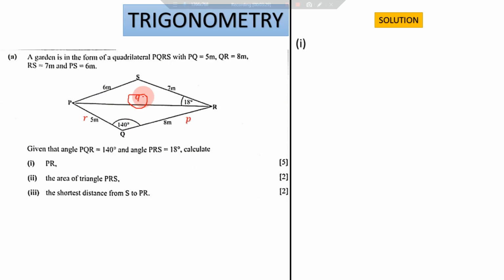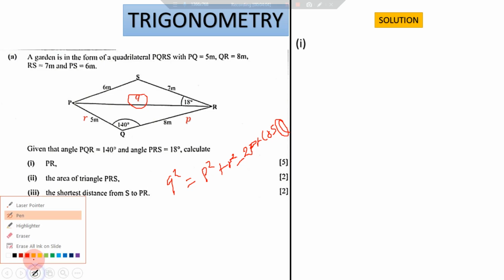So it will be q squared equals, and these two sides that are adjacent to this angle will come after the equal sign. So p squared plus r squared, then minus 2pr, since this is the cosine rule, times cos of the angle which is opposite to the side I'm trying to find, so angle Q. This is our formula for cosine rule. Let us write it down.